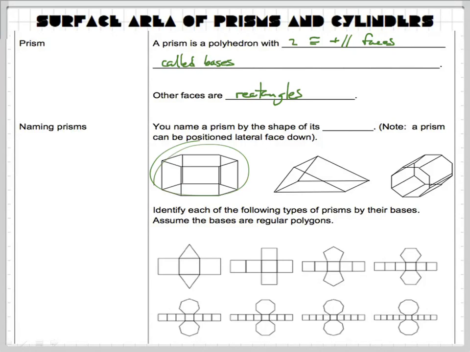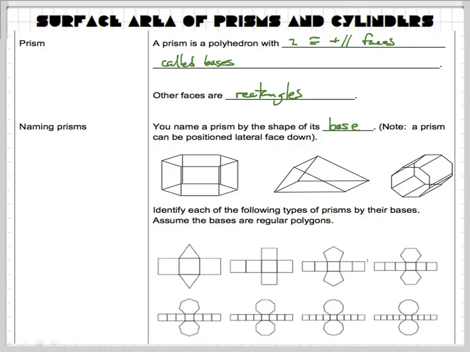See, check this guy out right here. I see his sides. All his sides are rectangles. And if we lay out his net, you would see that. Which we're not there yet, so let's chill for a minute. It says you name a prism by the shape of its base.